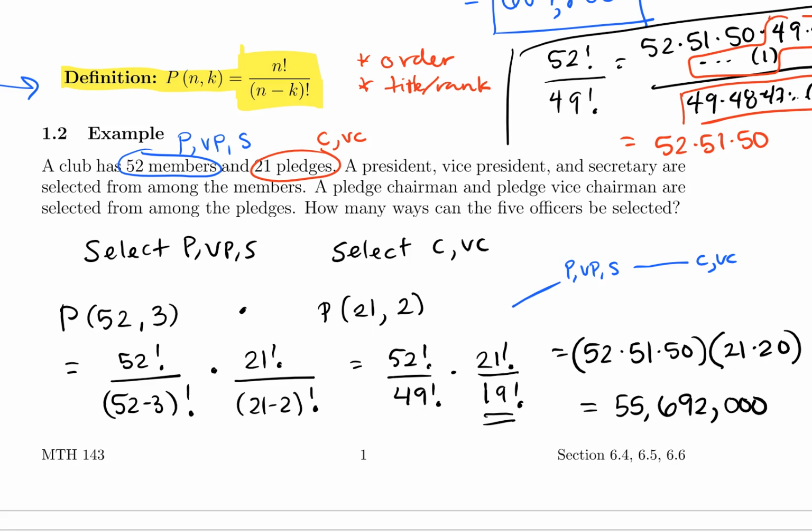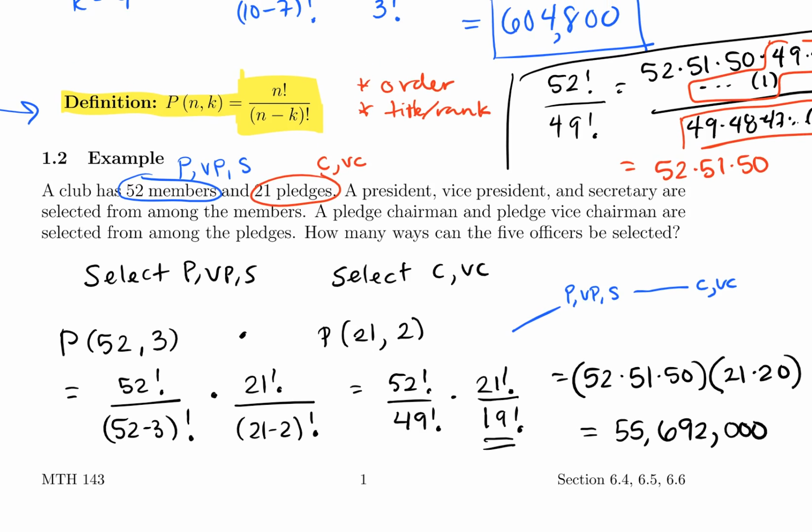Okay, so I want you to get used to taking a factorial and simplifying it like we did here. I also would like you to get comfortable reading a problem and figuring out how to represent it as a permutation or later on as a combination. All right, that's all for now.